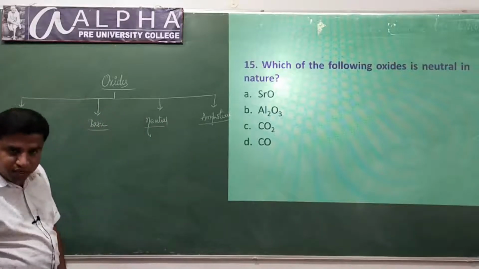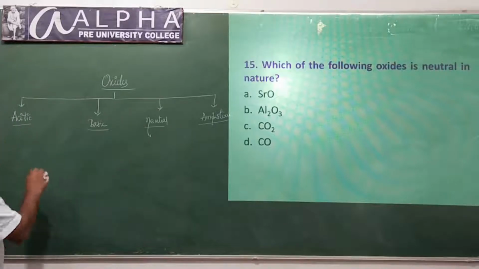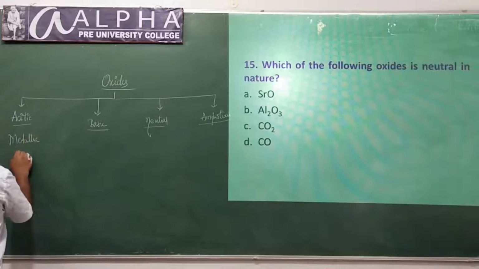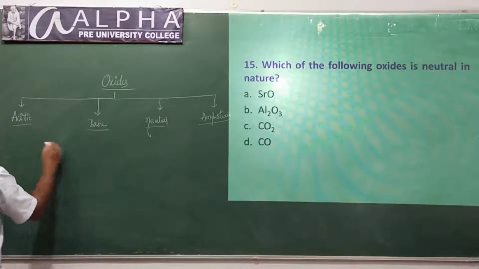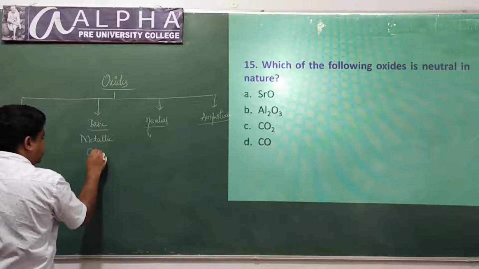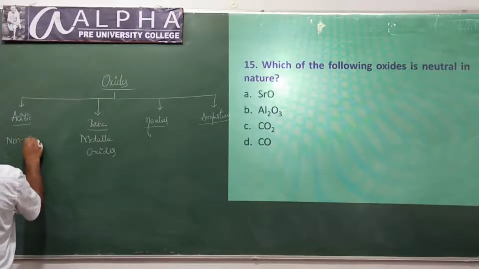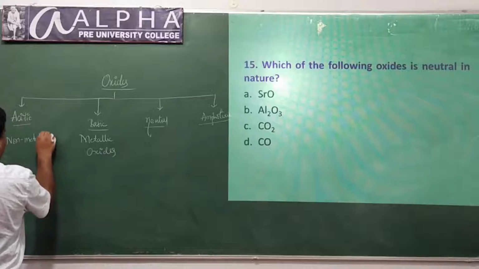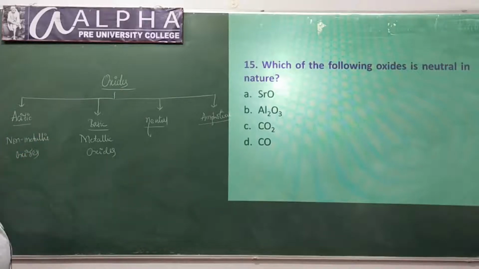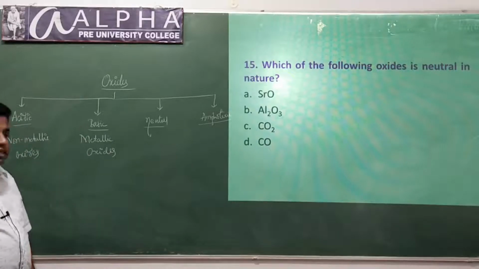Am I correct? Always, metallic oxides are basic in nature, whereas non-metallic oxides are acidic in nature. Metallic oxides are basic in nature. Non-metallic oxides are acidic in nature.